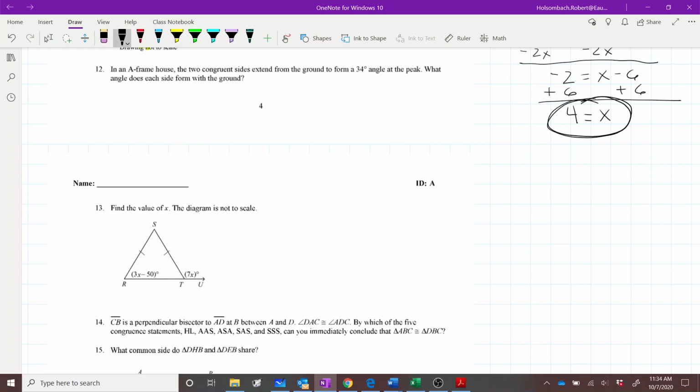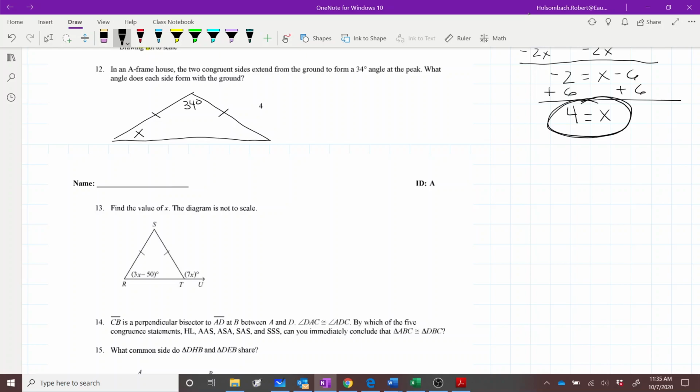Number 12, an A-frame house. Here's what an A-frame house looks like. It looks like an A. It's in the shape of an isosceles triangle. The two congruent sides extend from the ground to form a 34-degree angle at the peak. Here's your angle at the peak, the vertex angle of the isosceles triangle. What angle does each side form with the ground?